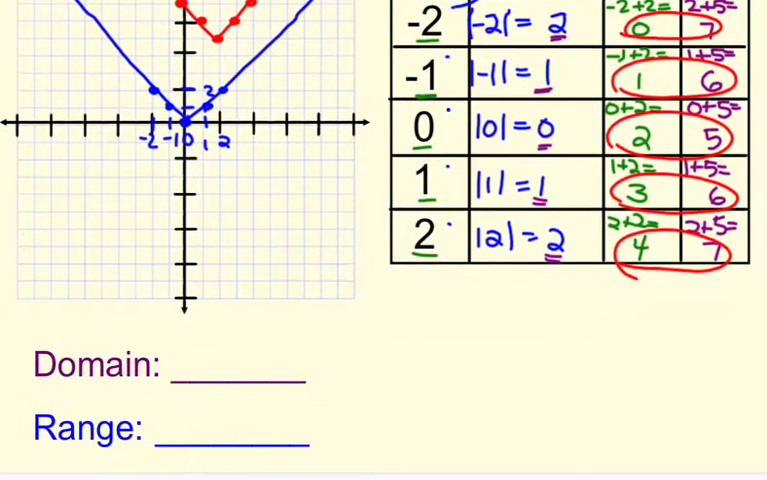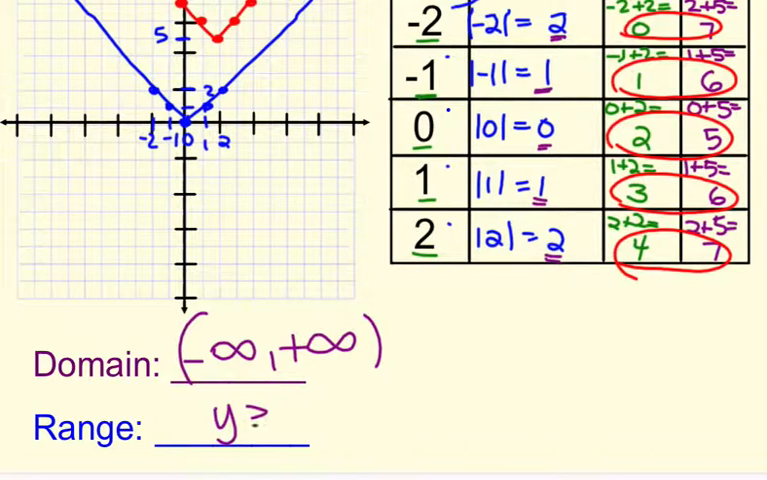Now let's identify the domain. Remember, the domain is all your x values. There are no restrictions on its domain, so it's negative infinity to positive infinity. Every x value is true. For the range, where does it start on the y? It starts right here at 5. So we say y is greater than or equal to 5. And that's how you graph your first example of a transformation set.